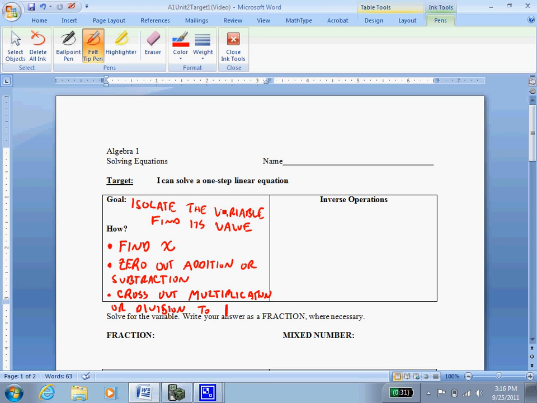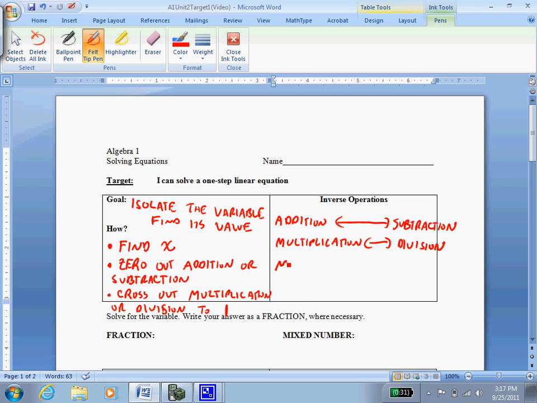So how can we get things to either zero out or cross out to 1? Well, we do that by doing inverse operations. One pair of inverse operations are addition and subtraction. If you add and subtract the same number, that'll give you 0. Another set are multiplication and division. If you multiply and divide by the same number, that'll give you 1. And again, 1 times anything is just itself.